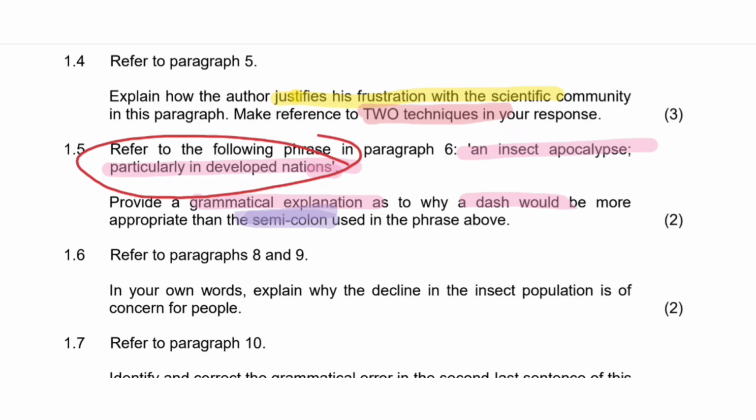We've solved why a semicolon is not appropriate. Then we need to solve why a dash would be more fitting. And if you remember, one of the functions of a dash is to show an afterthought. We can use a dash to provide additional information. We can see that a dash is a better fit because the second phrase provides additional information on the insect apocalypse. It's telling us that there's an insect apocalypse and the insect apocalypse is concentrated in developed nations.